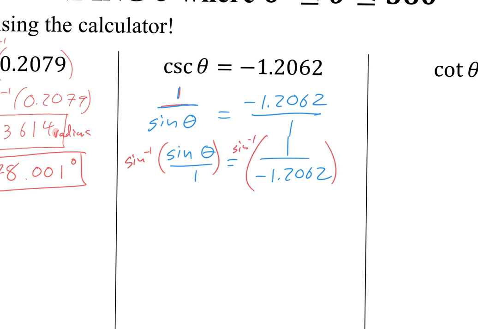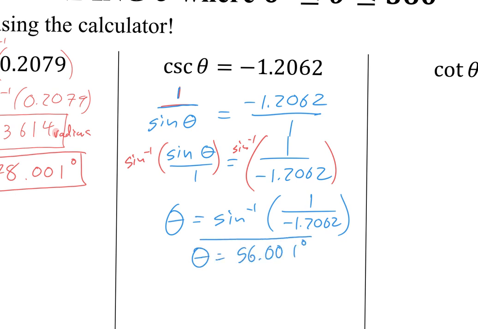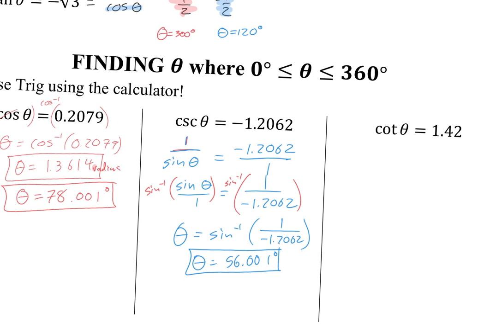And so, again, this is usually not a step that you necessarily have to write out every time, but you end up with theta equals the arc sine of 1 over 1.2062. And now you're ready to plug in your calculator because you have it in terms your calculator can understand. So let's go second sine 1 divided by 1.2062. When I plug all that in my calculator, I end up with 56.001 degrees. Boom. If you wanted radians, you could do it in radian mode, but again, they told us this was in degree mode, so I'm sticking with degrees.